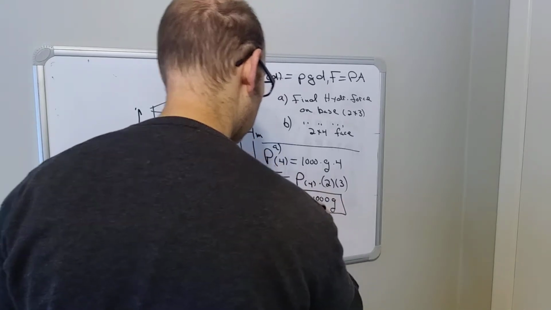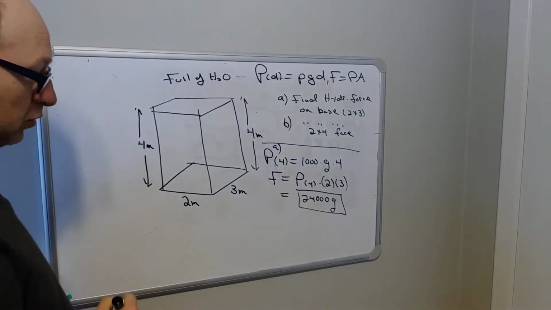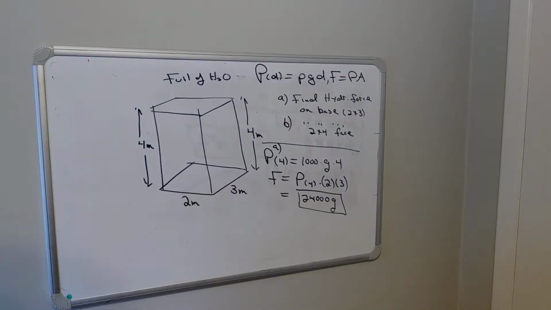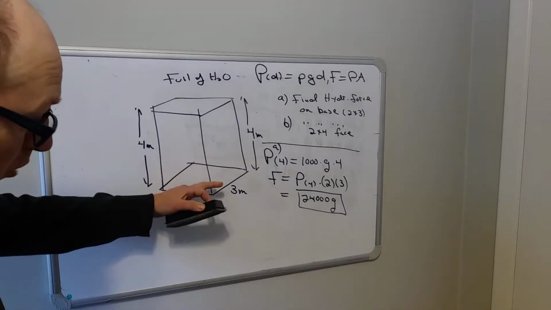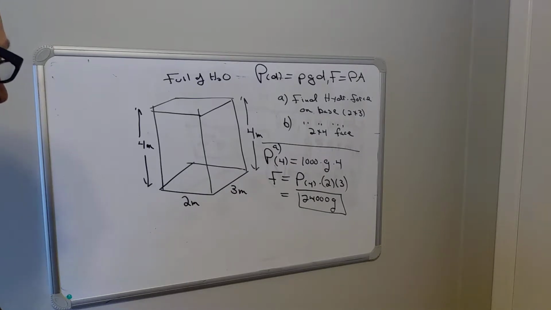That's a pretty big force. 4 Gs is a lot for somebody. 24,000 is a huge amount. So that's the force on the bottom. Okay, so that did not require any calculus at all.